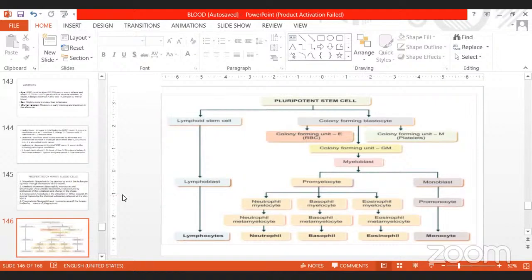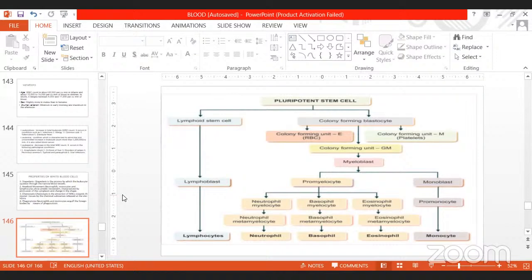That is, from the colony-forming unit E or the erythrocytes, RBCs will form. Colony-forming unit M or the megakaryocytes, platelets will derive. And from the colony-forming unit GM or the granulocyte and monocyte, we will get the WBCs. So, the colony-forming unit granulocytes and monocytes further divides to form myeloblast. This myeloblast again undergoes division, and we will get promyelocyte and monoblast.